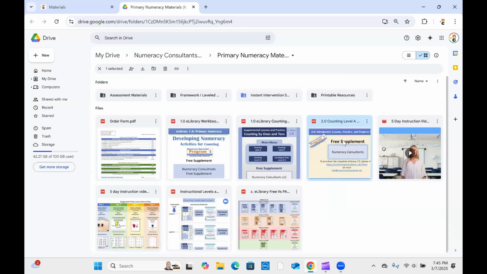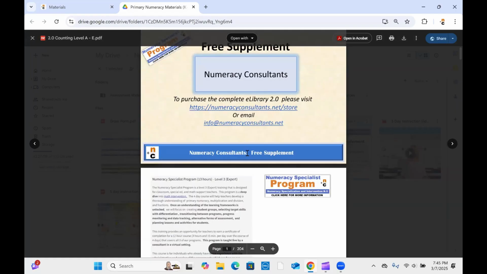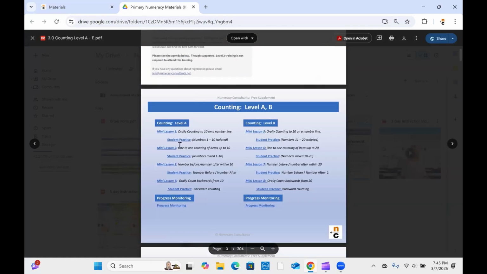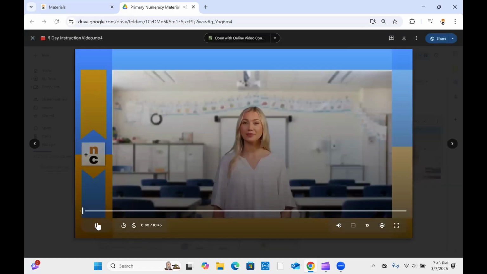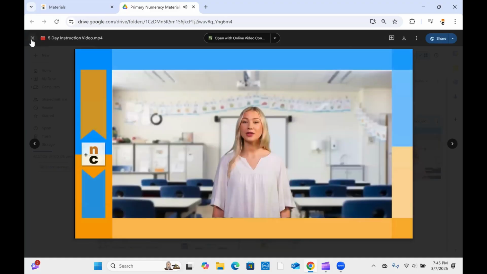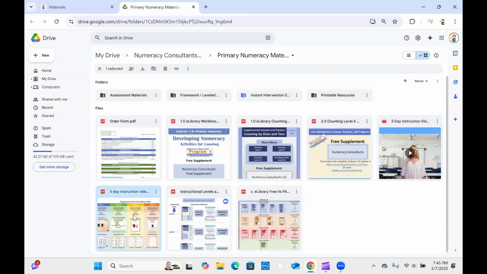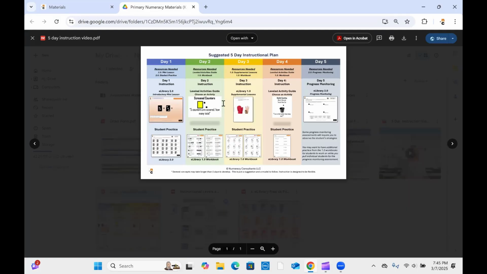Also, if you download this, it makes it clickable, so you're able to click it. If you're just looking at it in Google Viewer, you will not be able to click on it. That 5-day instructional plan video, again, I strongly recommend you watch. Then you also have this that goes along with the 5-day instructional plan. It goes through the materials.